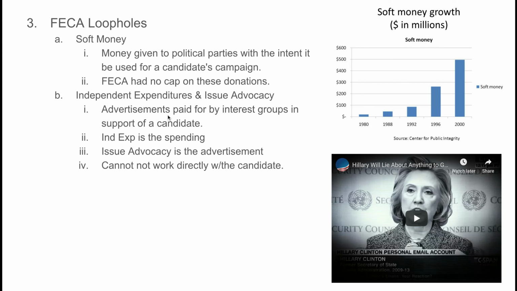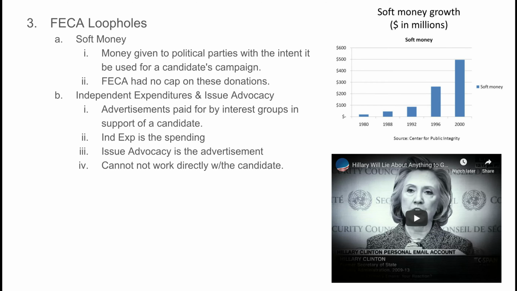Independent expenditures and issue advocacy is another one. So what they're doing here is, all right, you have a PAC that's created by an interest group, and they support a Republican candidate. They could give money directly to the candidate, but they're limited at $5,000. That's the cap. Or they could do some soft money, but they can't be guaranteed how that money is going to be spent. So another thing they could do is use an independent expenditure.